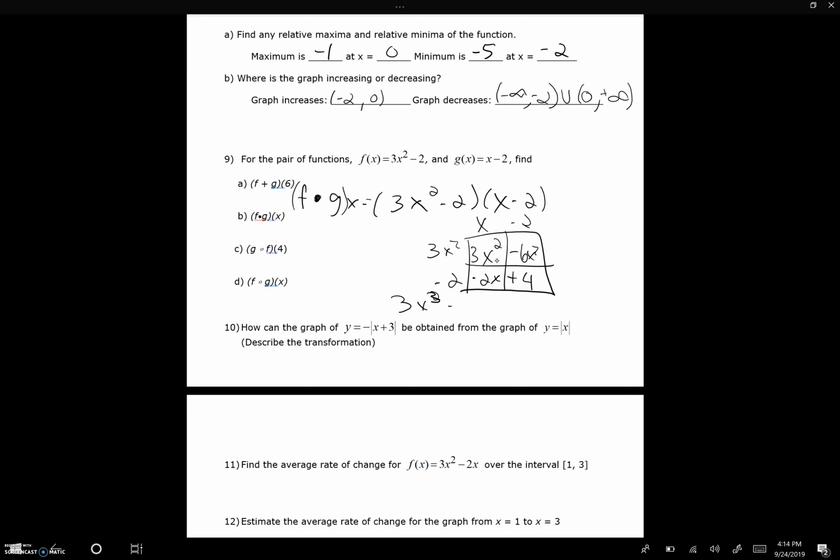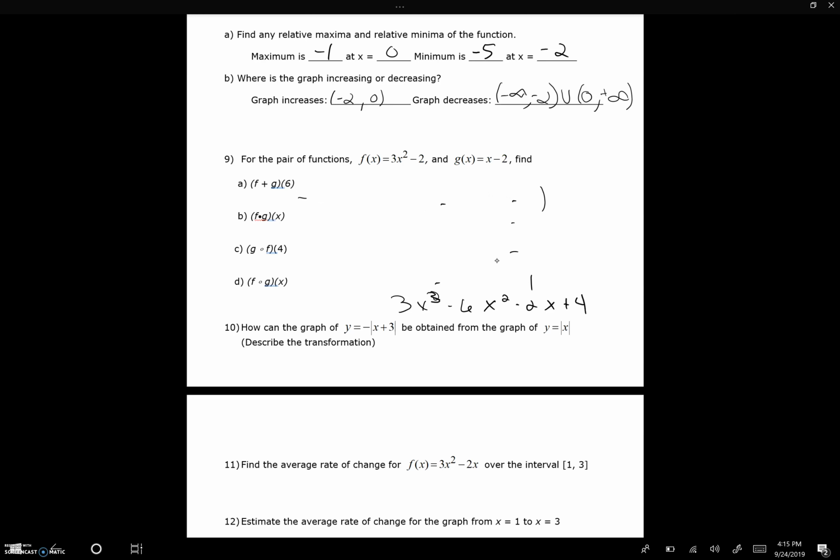3x cubed. Sorry. I think Omar's the one that says that I say something and then write something else. 3x cubed minus 6x squared minus 2x plus 4. But it's the same thing. I'm more than happy to have you leave it just by putting them in parentheses and multiplying them together.